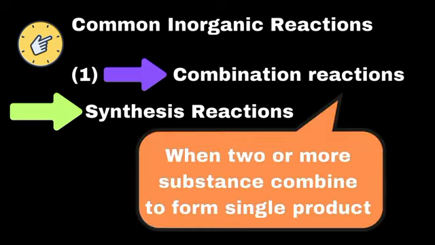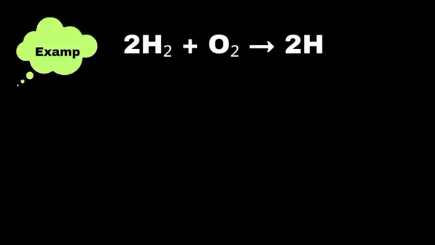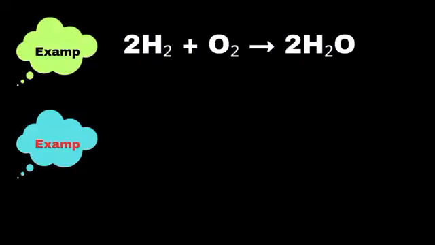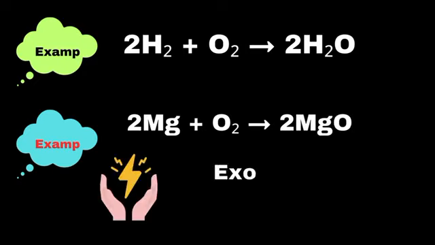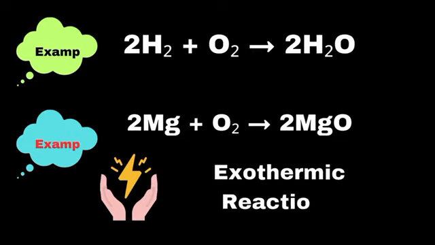For example, when hydrogen gas reacts with oxygen gas, they form water. Another example is when magnesium burns in the presence of oxygen to form magnesium oxide. These reactions often release energy in the form of heat or light, making them exothermic.